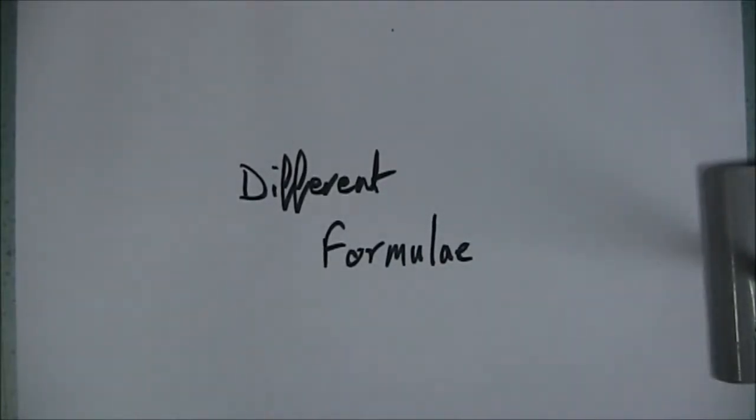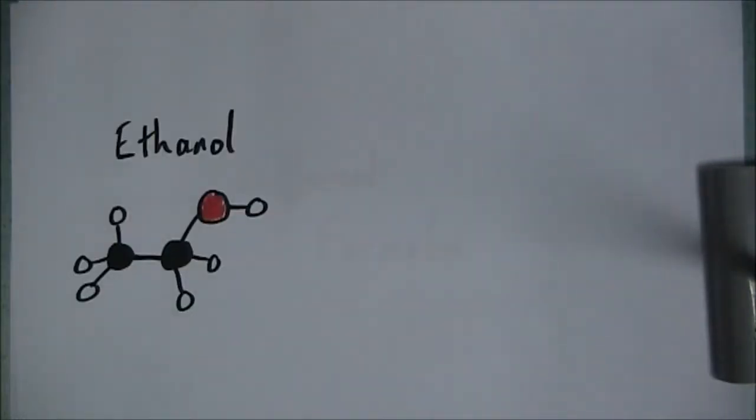Welcome to AS Chemistry. We're looking at different formulae today. You'll have come across some of these before at GCSE, but at A-level we use a few different formulae that are going to be unfamiliar to you, and I want to take you through the different types and why we use them today. This is ethanol.